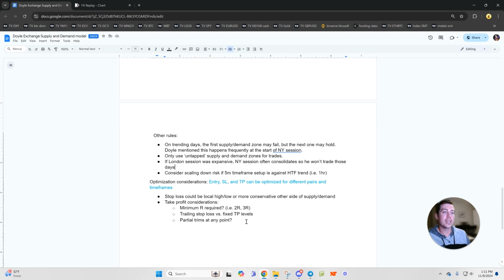In terms of optimization considerations that I see you could potentially do with this: what is the minimum risk to reward that you want for the strategy? Is it 2R, 3R? Do you want to use a trailing stop loss versus a fixed level? And is it good to do partial trims at any point? So these are all things that you can play around with.